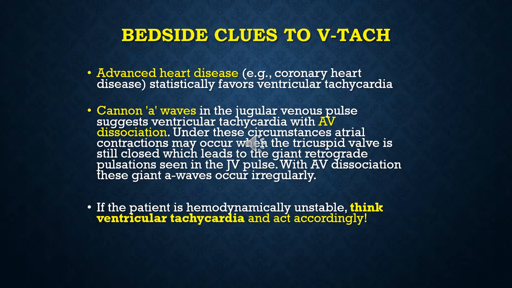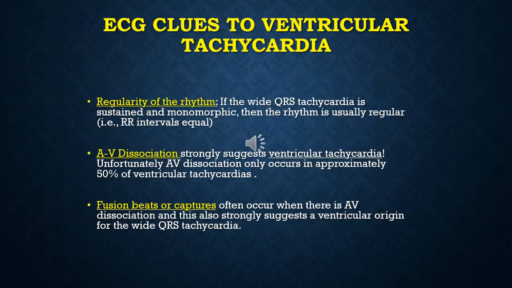Cannon A waves in the jugular veins and venous pressure, as I discussed with you before. Cannon A wave means this patient has complete atrioventricular dissociation, and it's a sign for VTAC. If the patient is hemodynamically unstable, shocked, with syncope, and has no or weak pulse, think about ventricular tachycardia, of course. So these are the clinical points. These points tell you the patient is more likely VTAC if he has advanced heart disease, cannon waves, or is hemodynamically unstable. Now, what about ECG clues for ventricular tachycardia?